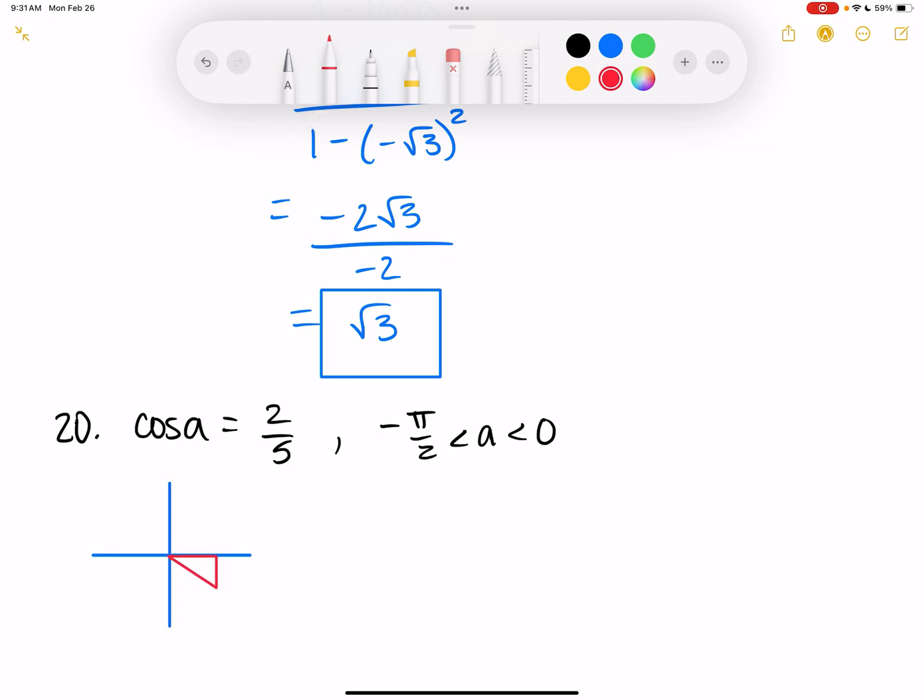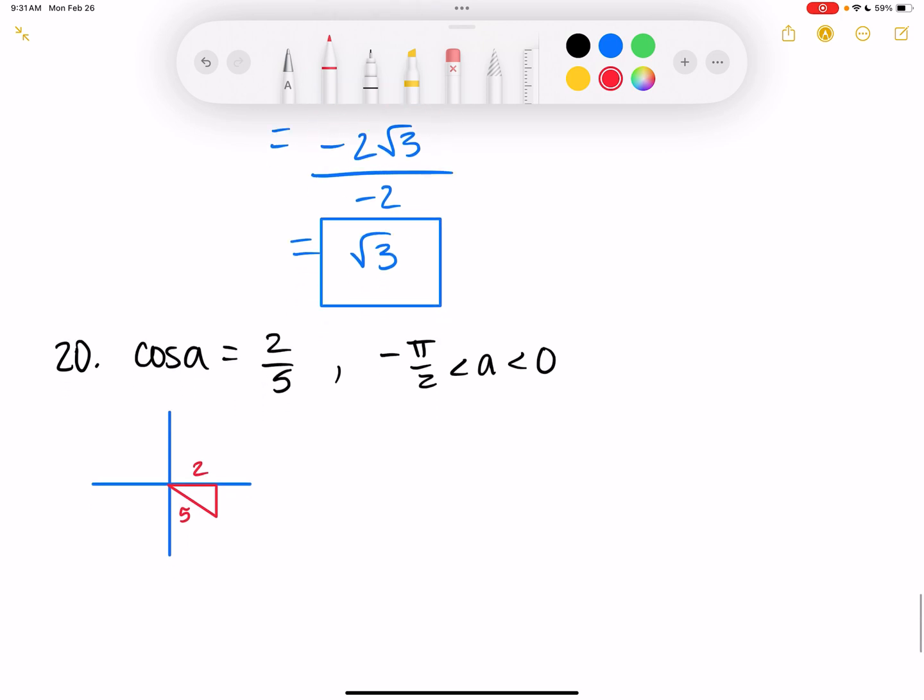So we have 2, 5. The other side would be square root of 25 minus 4, so square root of 21. But what must be true about that? It's got to be negative because it's going down. So it's going to be negative square root of 21.